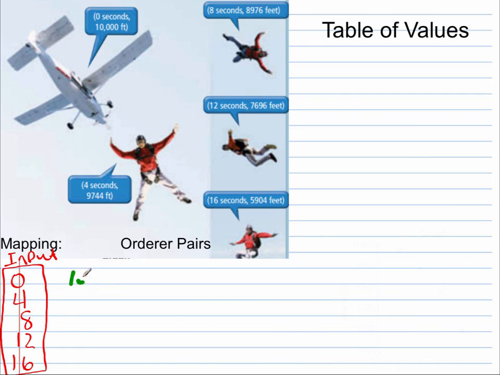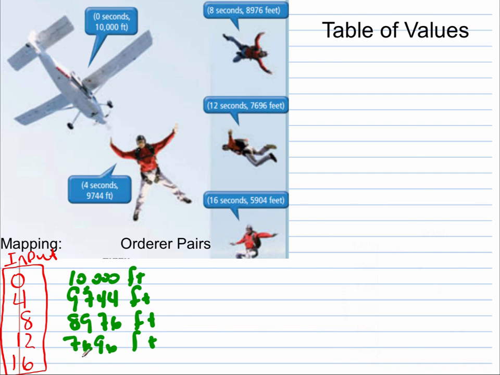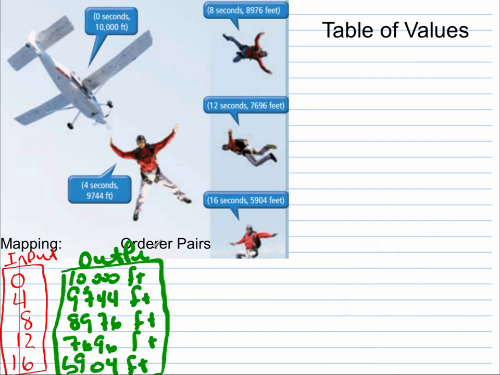Let's see, 10,000. 9,744 feet. And all I'm doing is pulling the data at this point. 8,976 feet. 7,696 feet. And 5,904 feet. And this is our output, and we're going to put this in a box as well. Let me switch pen colors here. Now our mapping, 0 maps to 10,000 feet.